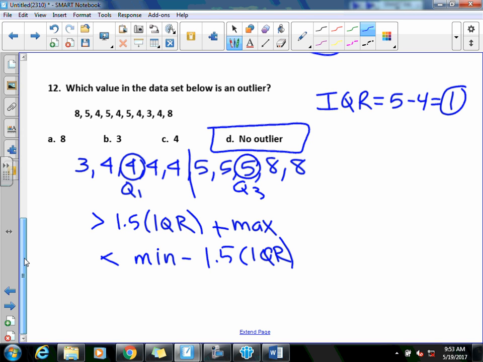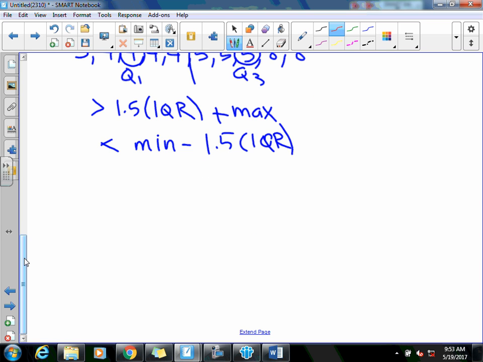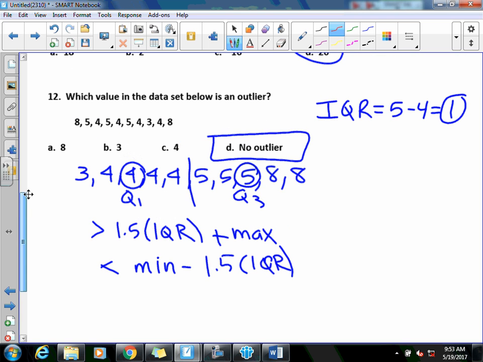So what's our IQR? IQR, guys, what is it? Class, what is the IQR? We just found it, okay? It's 5 take away 4, it's 1. That's the IQR. I need you guys to talk, otherwise that makes me think you're not paying attention. Okay? We got to go through this. So the IQR is 1.